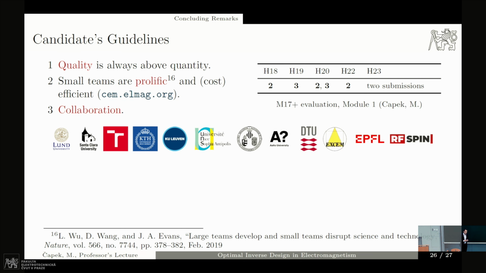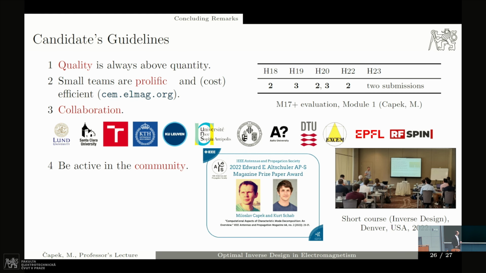So that's open to the discussion, but I believe that that somehow characterizes me and my colleagues. We have an extensive net of collaborations. I would like to maintain it and expand it further. Finally, be active in community.